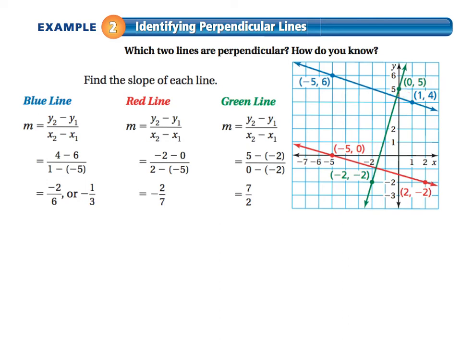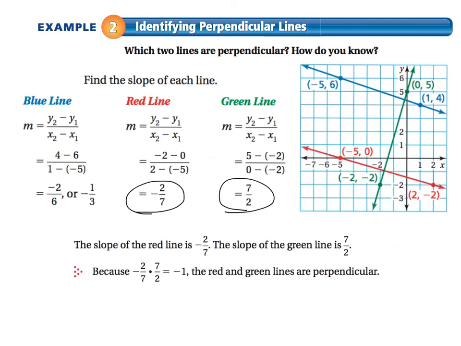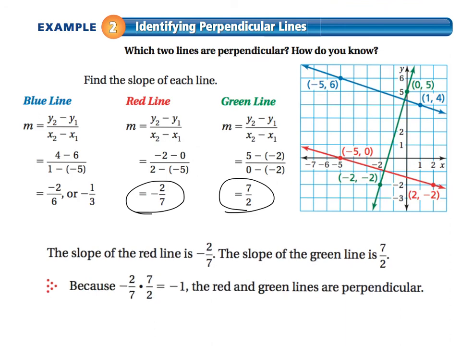So, which ones have a product of -1, or are opposite reciprocals? It would be red and green. So we know that the slopes of the blue and green lines, I'm sorry, not blue and green, it would be the slope of the red line and the slope of the green line. They would make opposite reciprocals of each other. And they are perpendicular because they do have a product of -1.